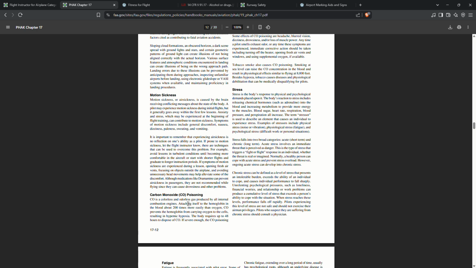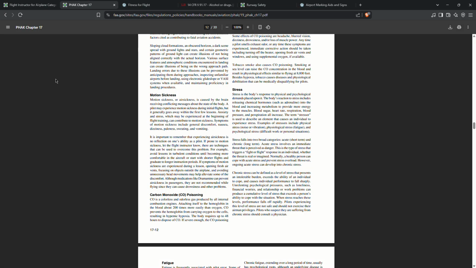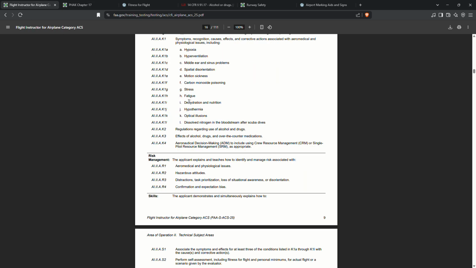Colorless, odorless gas produced by internal combustion engines. It attaches to the body, so we're absorbing carbon monoxide faster than we absorb oxygen, which correlates with hypoxia as well. That's something we need a sensor for. That's something we can't plan for, we can't react to. So it is a major hazard that we must consider.